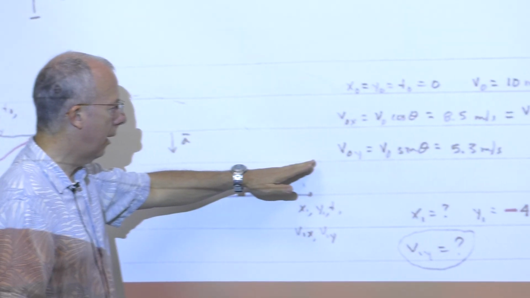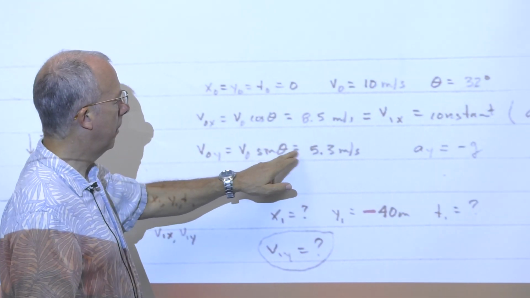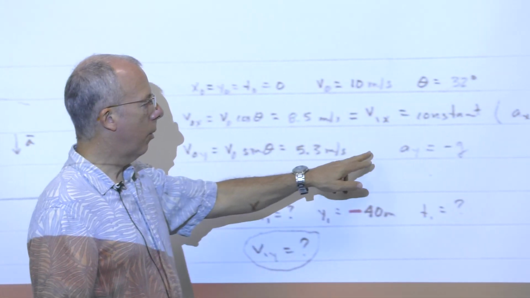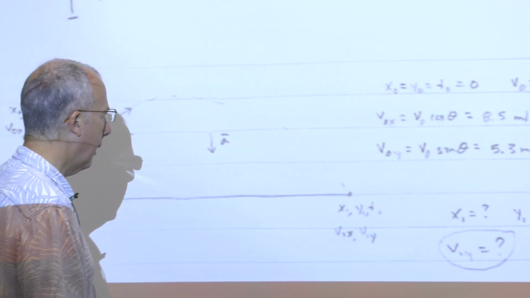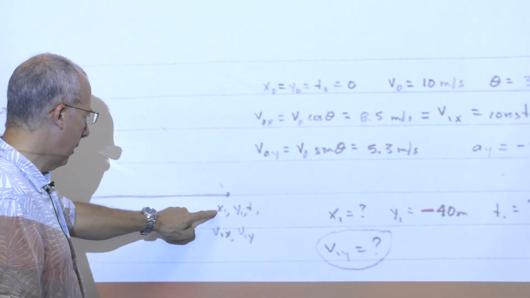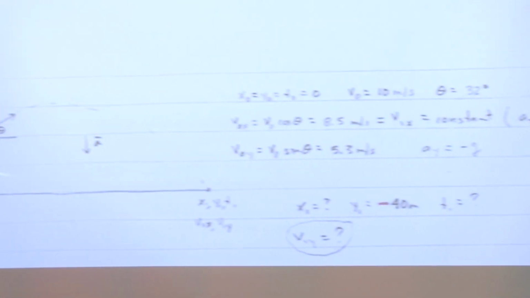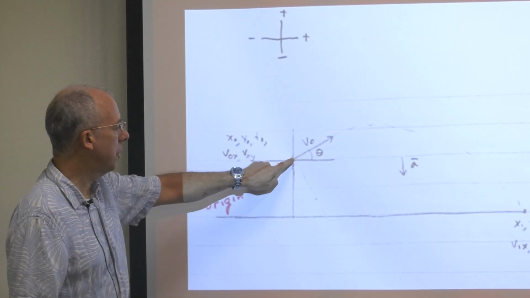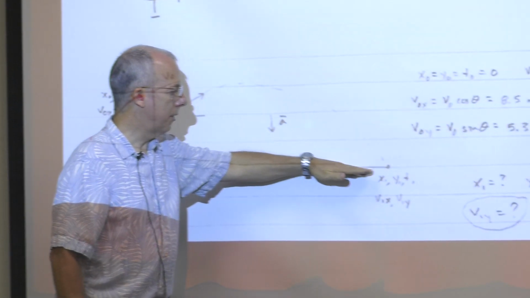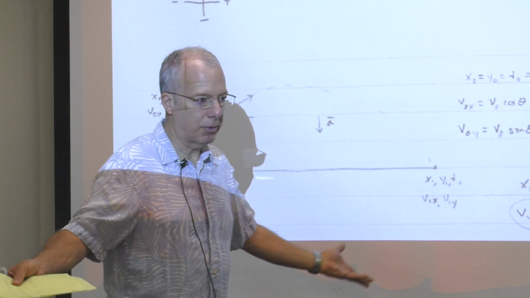So v0x, 8.5 meters per second, equals v1x, which is constant because ax is 0. Now v0y, that's this piece. v0y equals v0 sine theta. You plug it in, you get 5.3 meters per second. Also, you know it's free fall, so a sub y equals minus g. Okay, so let's see. We've got everything here. Now here, we don't know what x1 is. We know that y1 is negative 40. Now why is it negative 40? Because we chose this to be the origin. We're using this as our coordinate system. So this down here, the y, is negative. So it's negative 40. And if you forget that minus sign, the problem is wrong.